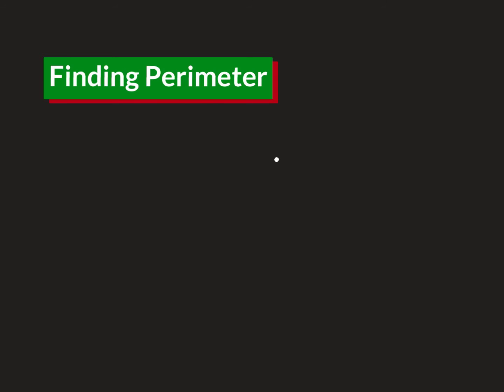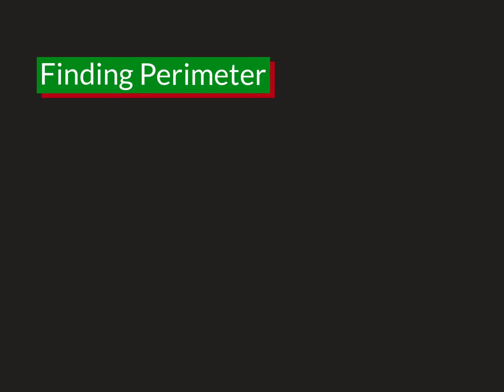Perimeter is the distance around the outside of any two-dimensional figure. We use perimeter often in trades and in tasks in everyday life.